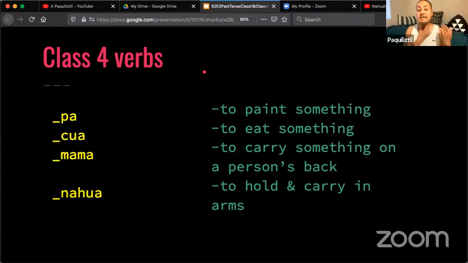So if you notice, one of the interesting things about Nahuatl is that Nahuatl only really has four main class 4 verbs, and these are the four. That's why I only gave you four examples. But actually, there's more. But for the most part, the class 4 verbs are these: pa, to paint something; qua, to eat something; mama, to carry something on your back; and nawa, which does not mean to hug necessarily, it means to hold somebody and carry them in your arms. But you'll see that the word for hug is very similar, okay? Here nawa is kind of like hugging, but it's holding them and carrying them in your arms, okay?